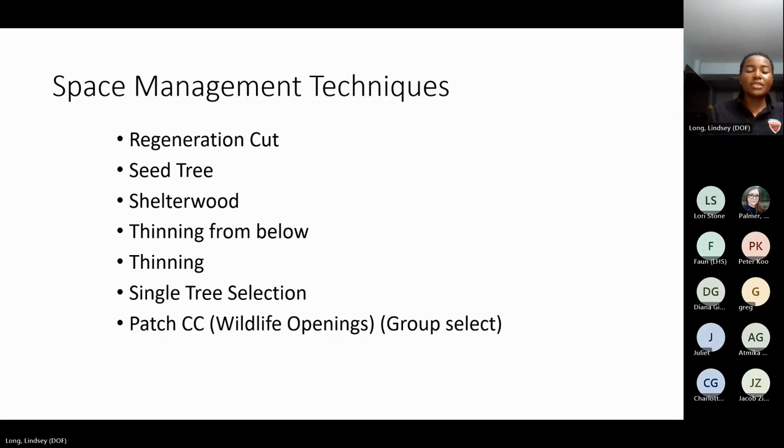Okay, so here are the, okay, we can do this. Let me back up. Space management techniques. These are ways that we can manage space in the forest. A lot of this has to do with removing trees. A regeneration cut, for example, is another word for clear cut, so you're basically removing all trees in that area.